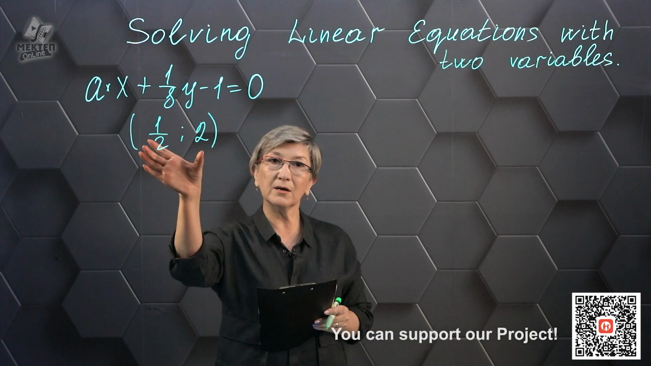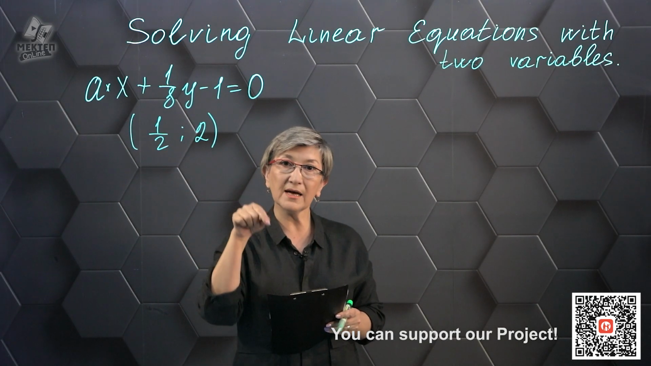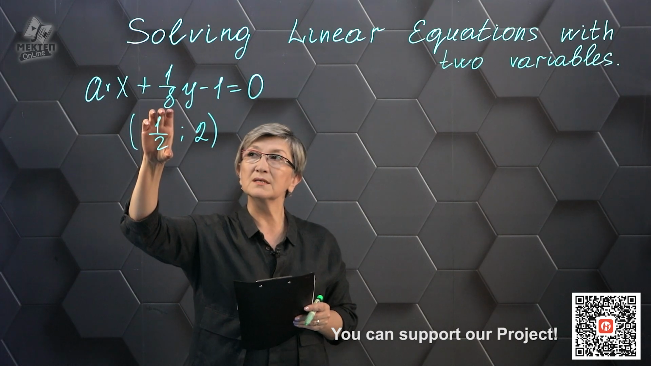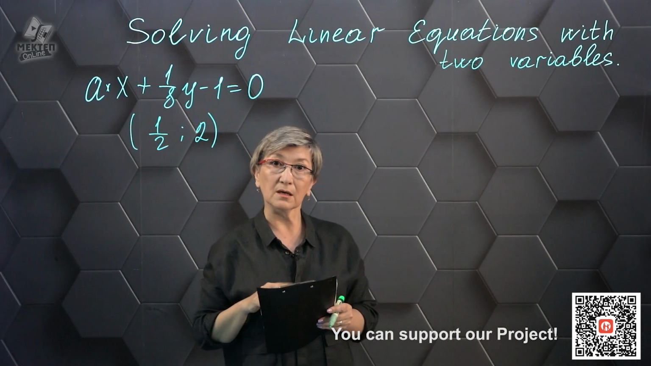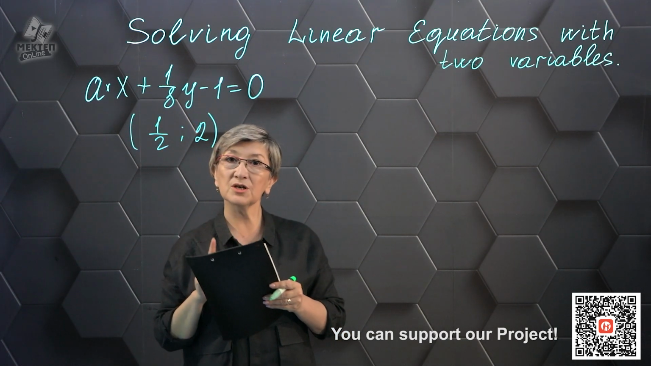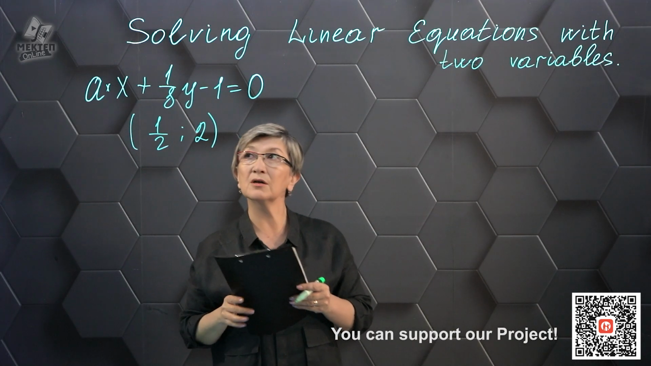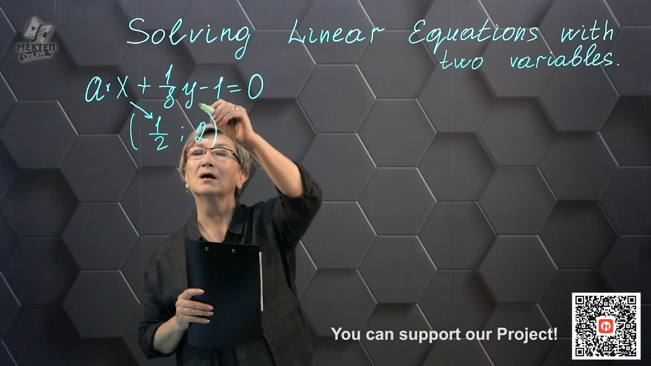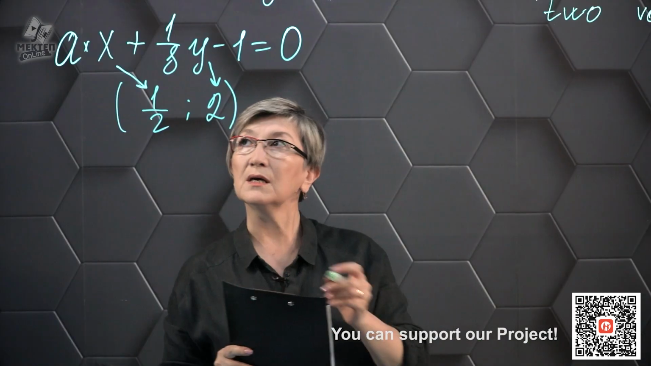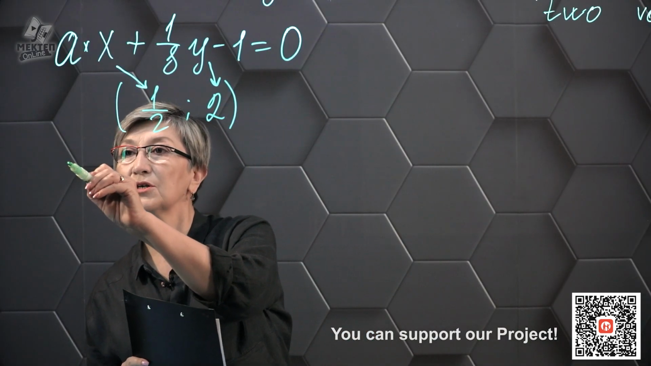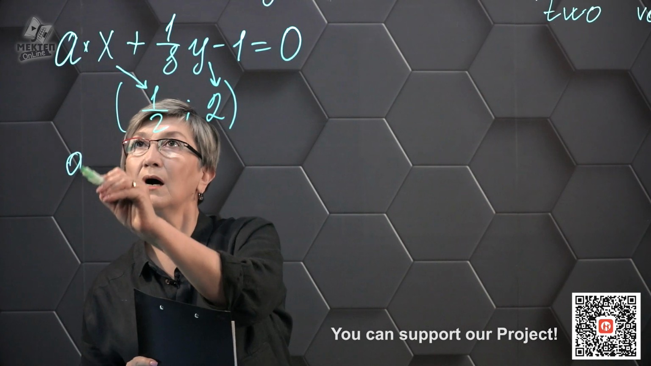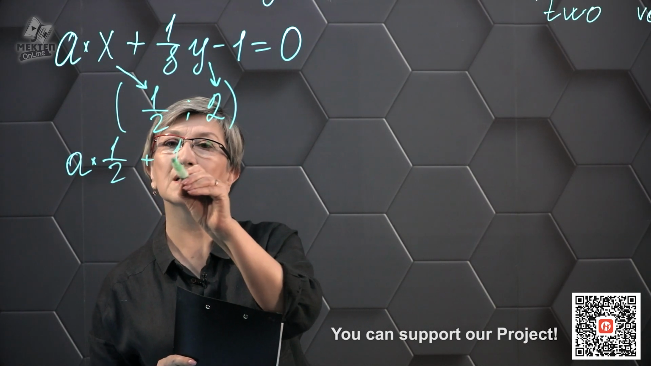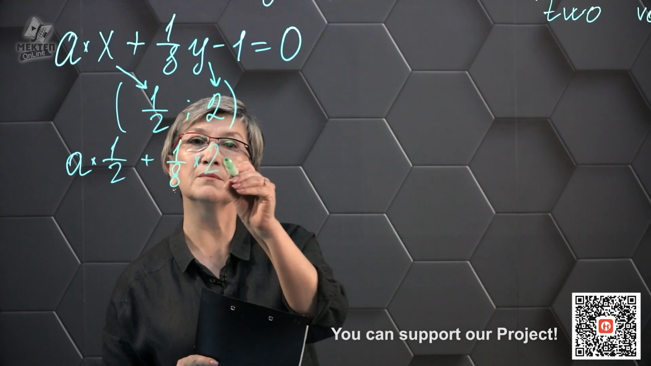If we're given a pair of numbers that are solutions to our equation, then we can know the value of x and the value of y, and then we can substitute those values into our original equation. In our case, x equals 1/2 and y equals 2. And we can substitute those values. The result is a times 1/2 plus 1/8 times 2 minus 1 equals 0.